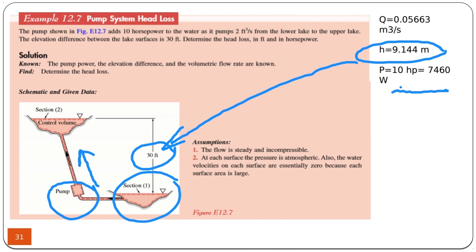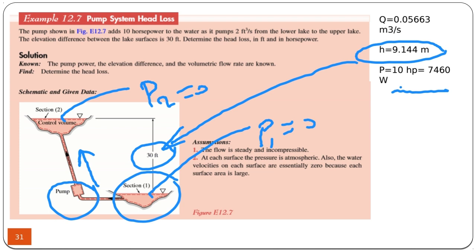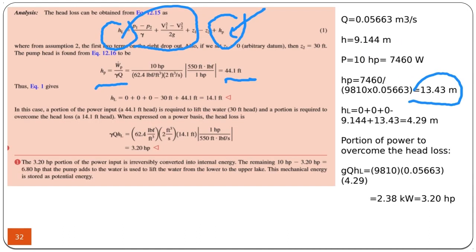interesting here. This is open to atmosphere, so P2 is 0. This is open to atmosphere, so P1 is 0, or they just cancel each other. And because the surfaces are so big, the velocity also is 0. So on the surface of section 1 and on the surface of section 2, velocities are 0.